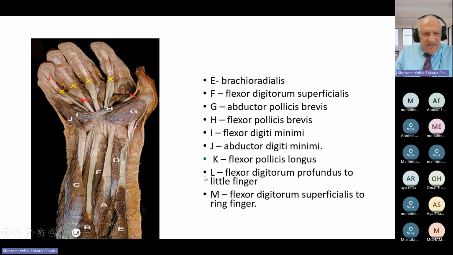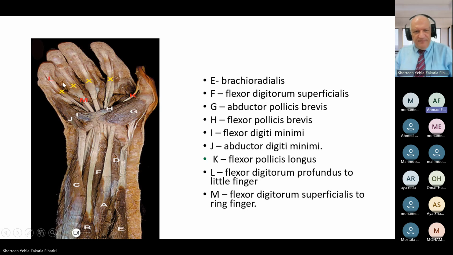What other is L? Where is L? I don't see L. Yeah, L is here, it is a tendon. Yes, flexor digitorum profundus of the little finger is L. It is upper here. And M is here, the flexor digitorum superficialis. The deep one at the tip or distal is this one, which is flexor digitorum profundus.